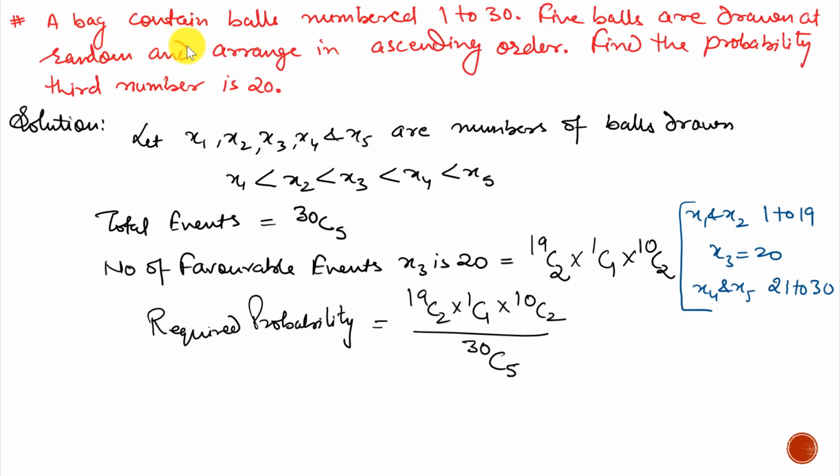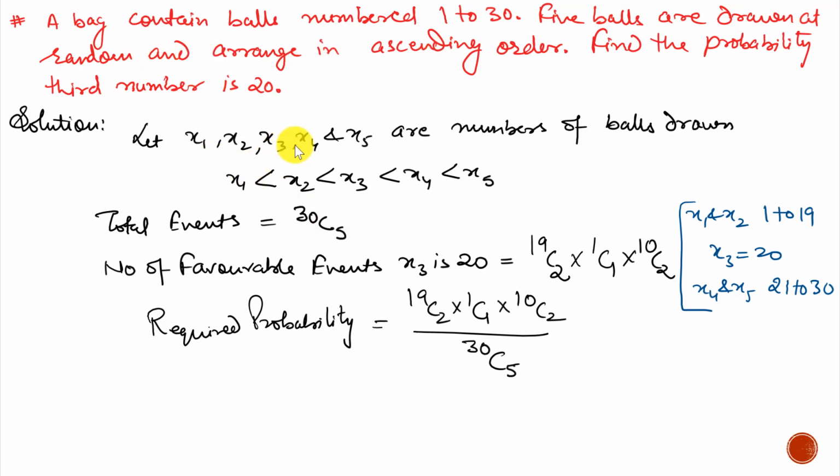Next example: a bag contains balls numbered 1 to 30. 5 balls are drawn at random and arranged in ascending order. Find the probability that the third number is 20. Nothing is given about replacement, so we'll take it as a question of without replacement. 5 balls are drawn, so total events are 30C5. Here we choose 5 balls.